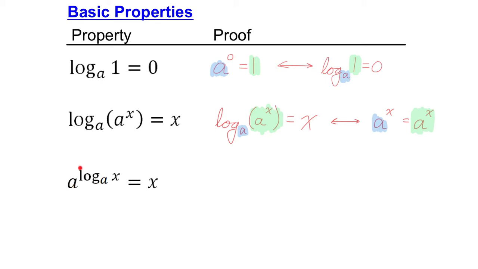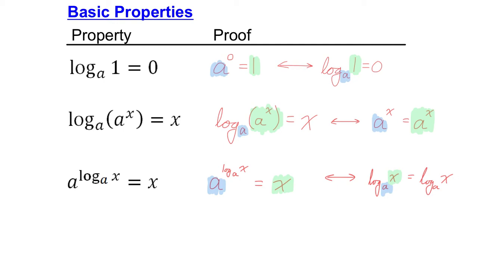And here's my last basic property that I have. A to the exponent log base a of x is equal to x. This might look a little more complicated, but it's really just proving the exact same way I proved this first one. If I write in exponential form, I can rearrange it in logarithmic form, and that's the same thing that I'm doing here. In exponential form, I have a with an exponent equals x.